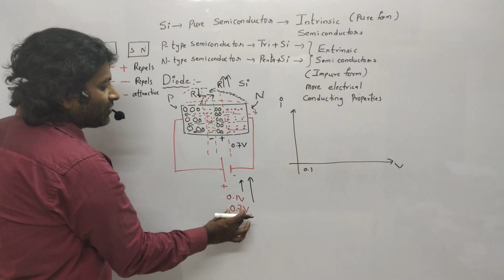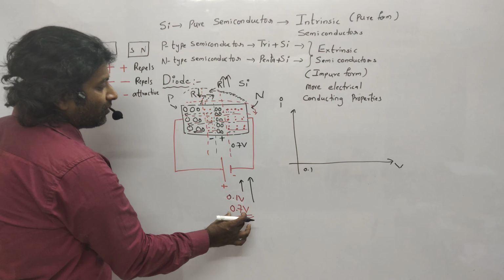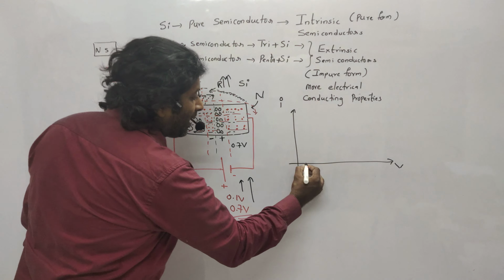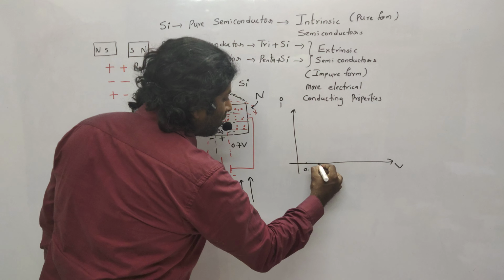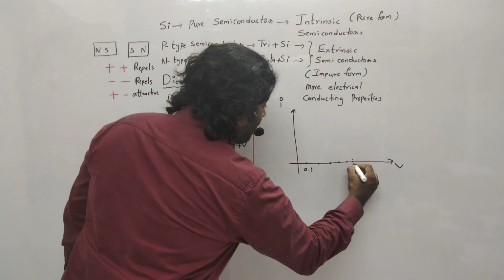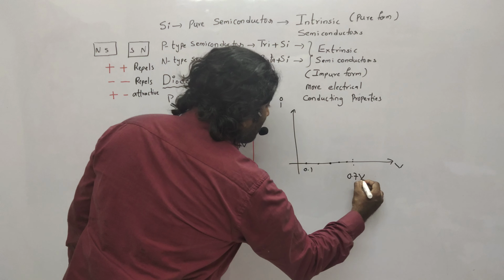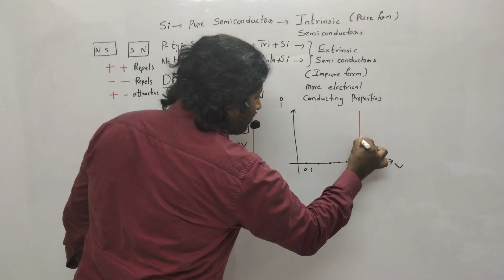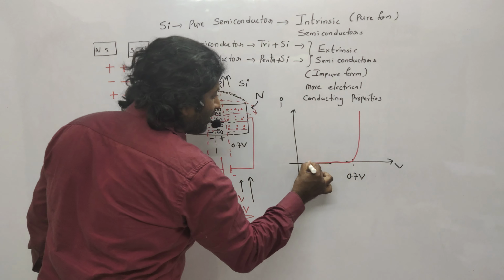Until and unless we apply 0.7 volts, electrons cannot flow from one place to another place. So 0.1 volts no current, 0.2 volts no current, 0.3 volts no current, 0.4 no current, like that. At which point will current flow? At 0.7 volts only, current flows through the diode. This is the forward characteristics of the diode.